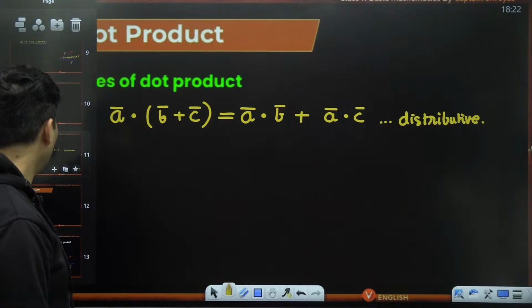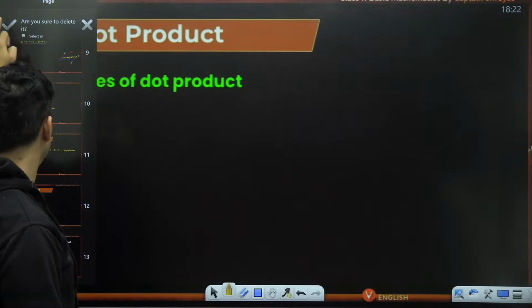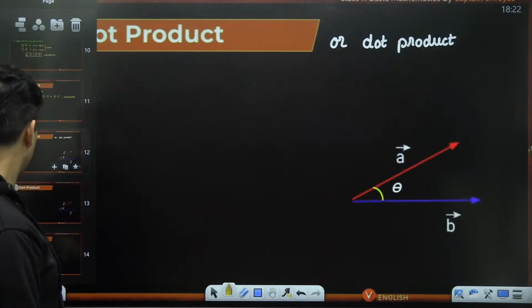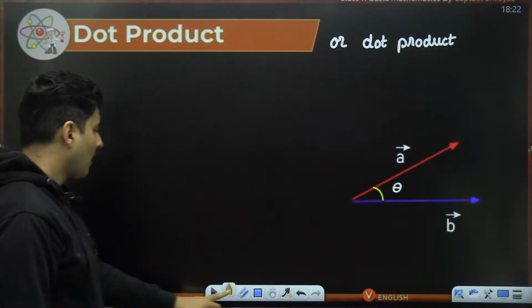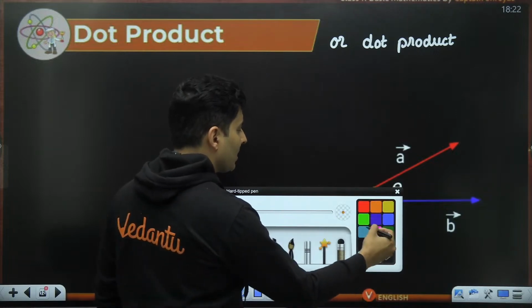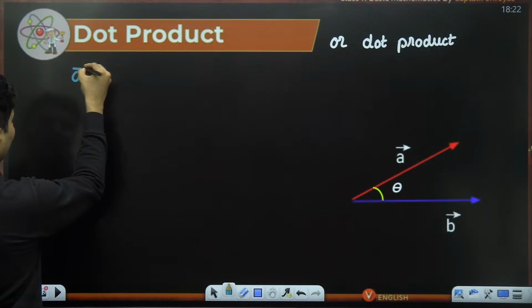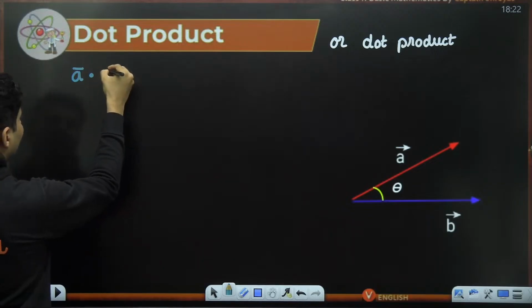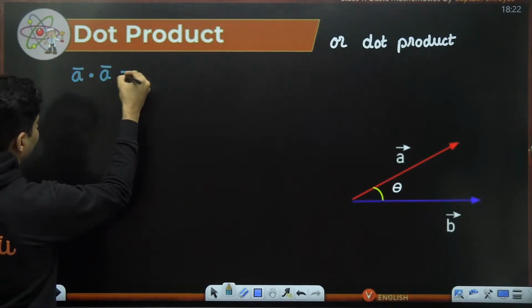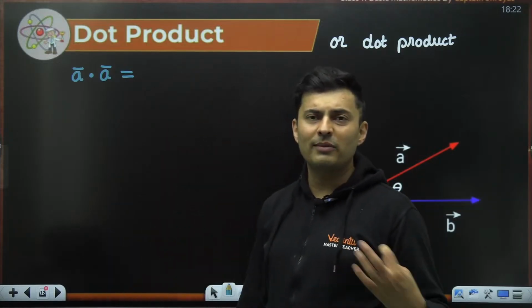So these are two major properties that you should definitely know about the dot product. Now let's take some specific examples for dot product and also see how it comes out to be. Say, for example, somebody decides, I want to take the dot product of vector A with the vector A itself. What is the meaning of taking the dot product of A with vector A itself?